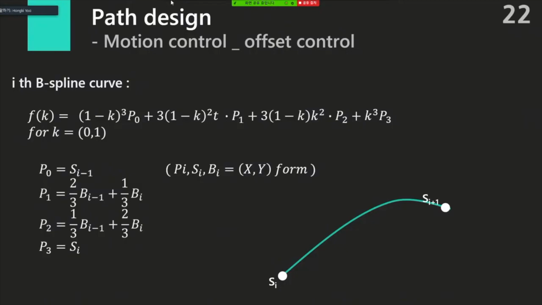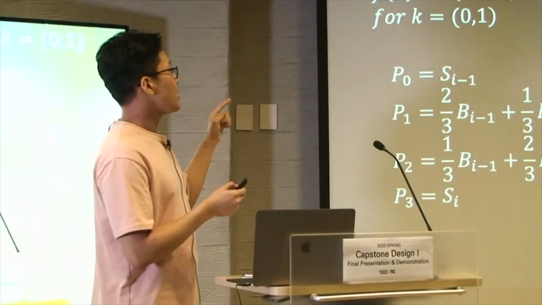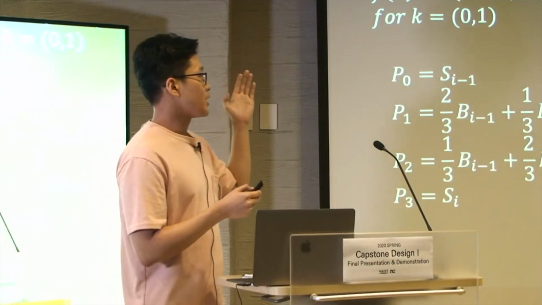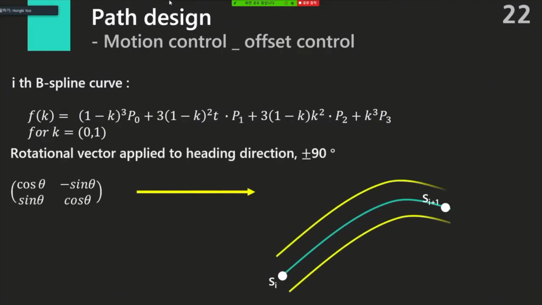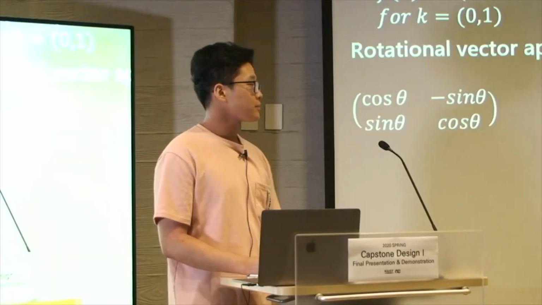This diagram shows the ith spline curve, which connects the ith ball and the ith blue ball. So this is a whole curve. And as k goes from 0 to 1, it draws a line like this. So this is defined in fx(k) and fy(k). By rotating the rotational vector applied to the heading direction plus or minus 90 degrees, we can get two offset paths. So the upper path of the yellow one is for the left wheel, and the lower one of the yellow trajectory is for the right wheel.